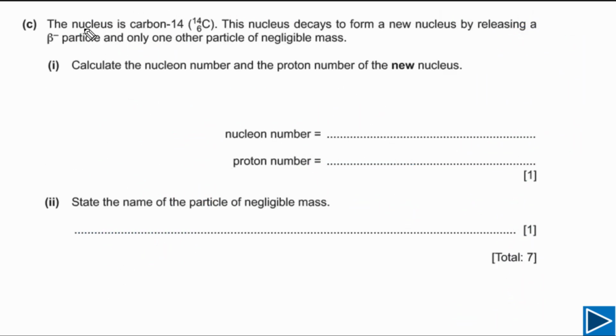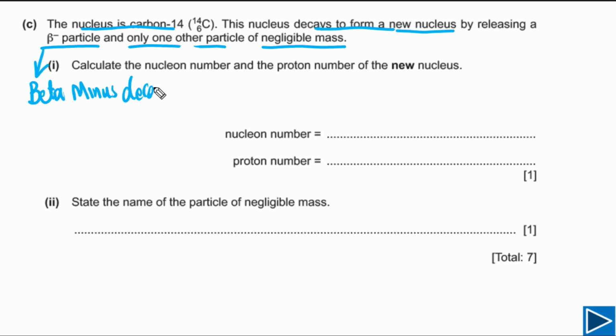For part C, it is given to us that a nucleus of carbon-14 decays to form a new nucleus by releasing a beta minus particle and only one other particle of negligible mass. This is telling us about the neutrino. The next thing we need to find out is whether it is beta minus decay or beta plus decay. This is beta minus decay, because a beta minus particle is emitted. So the first thing we can write down is beta minus decay.